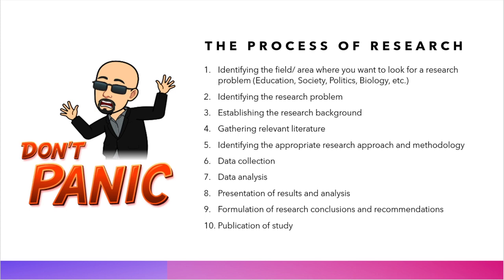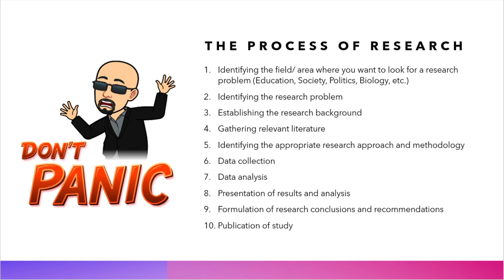After you have identified the field where you wish to conduct your research, you're now going to look for or identify the research problem. You ask that important question: what do I want to conduct research on? So you look around. You look at certain events, certain phenomena, and that is where the research problem usually comes from.